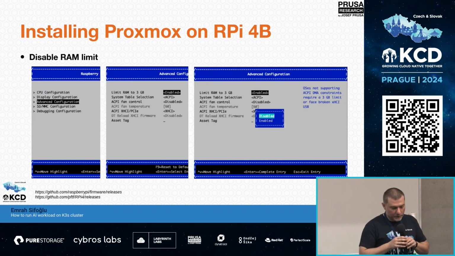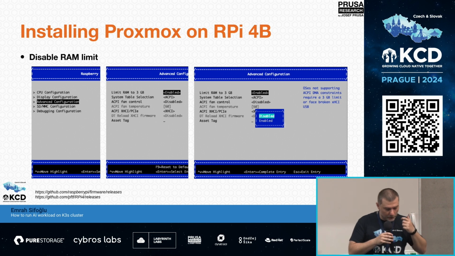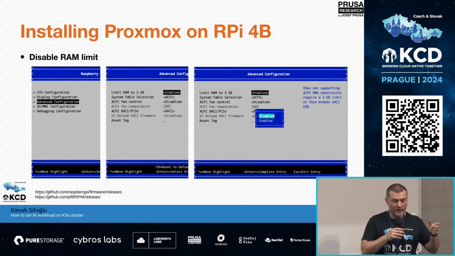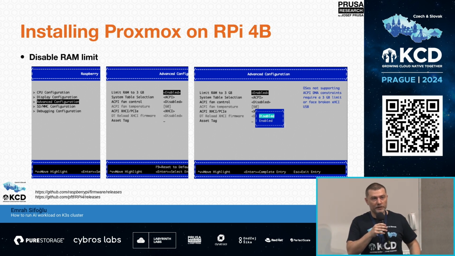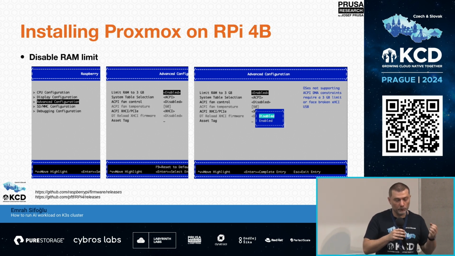So after that, you will reboot the Raspberry Pi, and now you will be able to access the BIOS. And as I said, we need to do two more things, and one of which is actually kind of funny. You need to disable the limitation for the RAM, because it comes with a 3 GB limitation, and even though you have 8 GB, you won't be able to use the whole power.